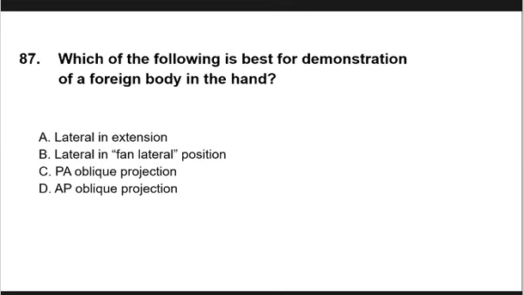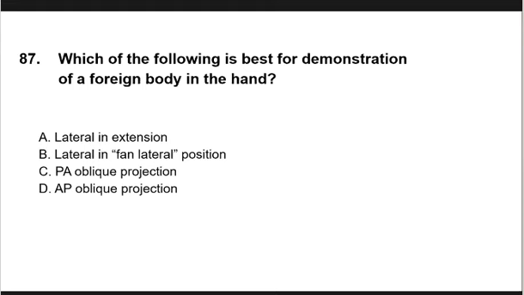Which of the following is best for demonstration of a foreign body in the hand? Yan. Kung i-demonstrate natin, meron tayong routine projection to demonstrate the foreign body of the hand. Normally, ano ang routine natin sa hand for the demonstration of the foreign body? We have only a PA and lateral. Diba? PA and lateral. Yan ang normal natin na routine projections.